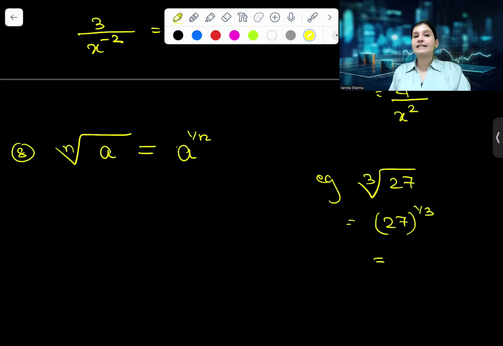Now to simplify, 27 can be written as 3 the whole cube. So now 3 and 1 by 3 gets cancelled. The final answer is 3.